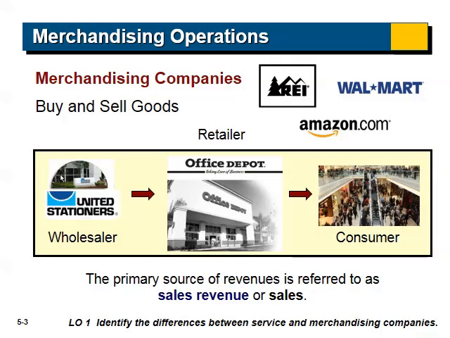So the difference between a service company and a merchandising company, and many times you think of a merchandiser as a retailer, is that they are selling merchandise, they're selling inventory. They buy and sell goods as opposed to just providing a service. You see all these different kinds of retailers listed here. We also have the wholesaler, which provides to many different retailers, like Office Depot here. And then, of course, you have the consumer.